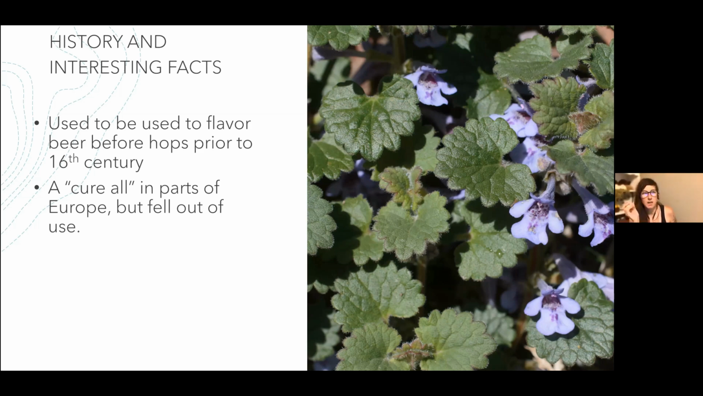Before hops became popular in the 6th century, ground ivy was what was used to clarify beer. So folks in Europe in the 13, 14, 1500s were having ground ivy beer. I have never made it, but if anyone does, please let me know how it tastes. It's so much more musky than hops. I think that would be a really interesting flavor.